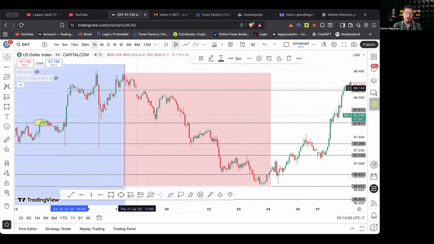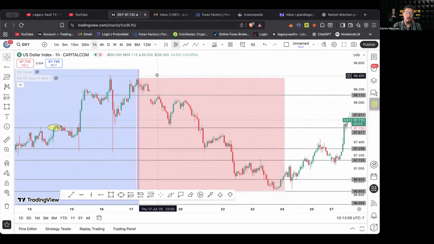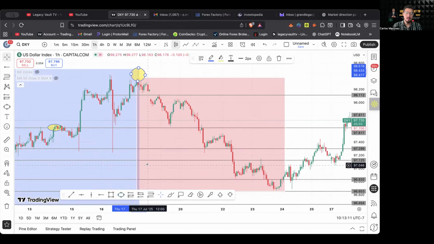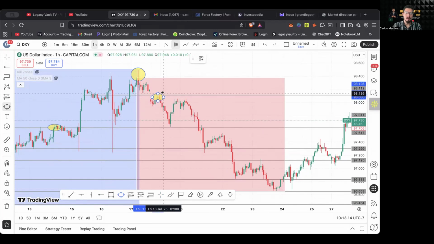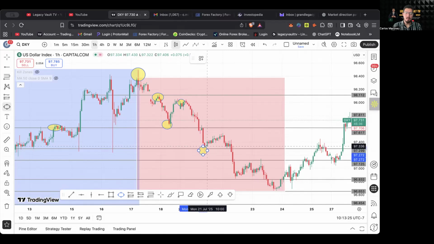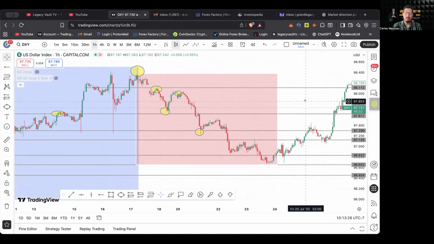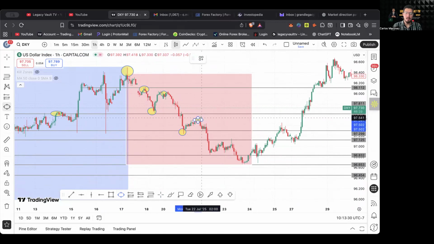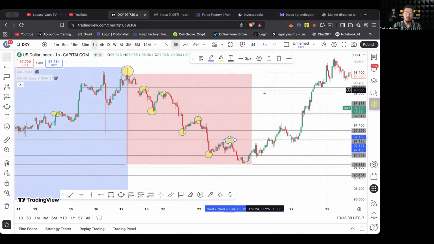See, price left a gap here, came back up to fill it. But anyways, it went from a higher high to a lower high, and then a lower low, lower high, lower low, lower high, lower low. And it does not matter which time frame you use.